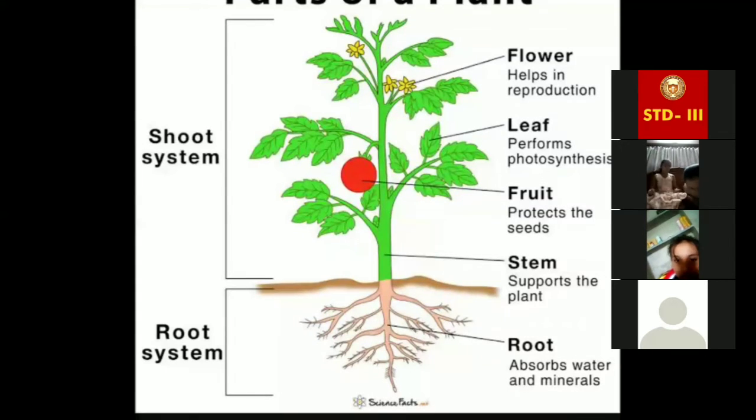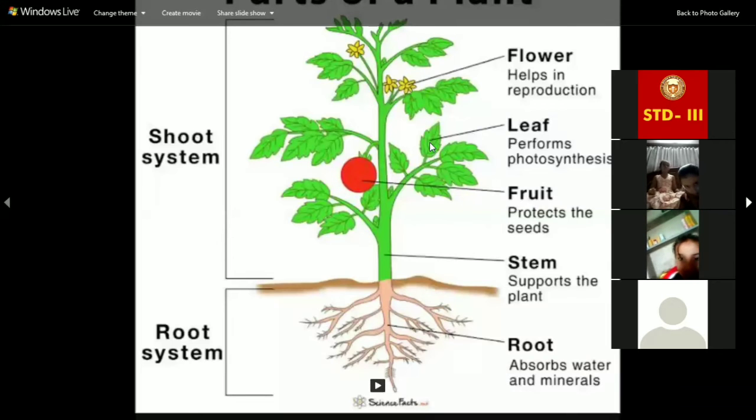That means it includes leaves, buds, stems, flowers, and fruits of a plant. Here in this picture, you can see there are leaves, there are flowers, there are fruits, and there are stems. All of these are part of the shoot system.